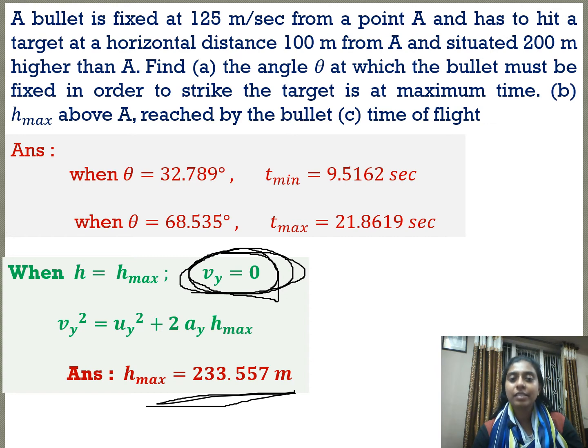I repeat, at h max, when the bullet is reaching the maximum height, velocity will be equal to 0. So we know final velocity, v square is equal to u square plus 2as. So substitute v square is equal to 0. So you get, substitute Vy is equal to 0, we get h max is equal to 233.557 meter.